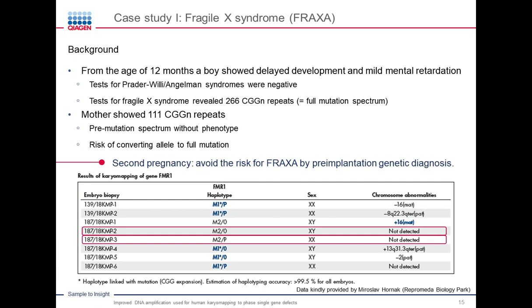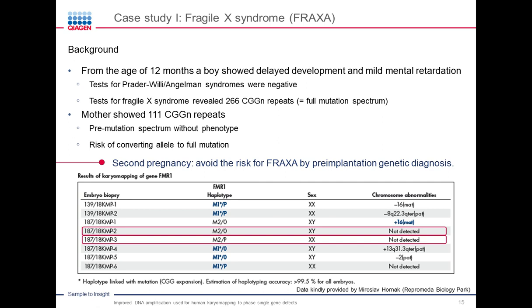So 8 separate embryos were developed. And down here, we're looking at the haplomap of the different embryos. You have the mother's haplomap. There's 2 alleles, M1 and M2. If a haplotype is linked with the mutation, it's going to show up with the star here. So the M1 has a star, the M2 does not.